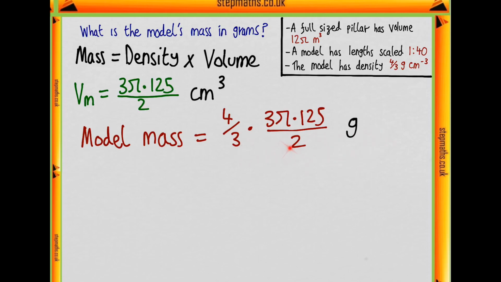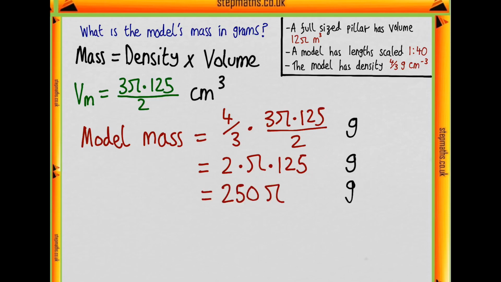Good thing is, lots of this cancels. The 3's cancel here, and 4/2 is 2, so we simply get this. 2 times 125 is 250. So we're going to get 250 pi grams, which is good news because 250 pi is one of our answers in the multiple choice. In fact, it's E, and so our answer is E.